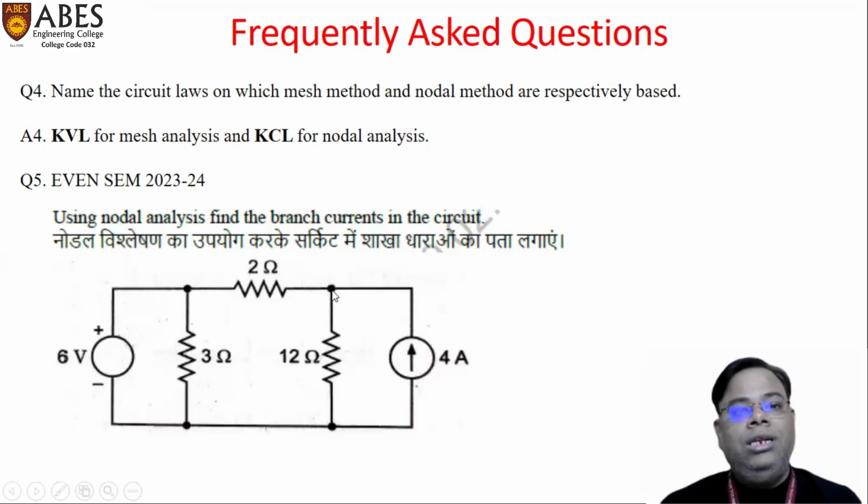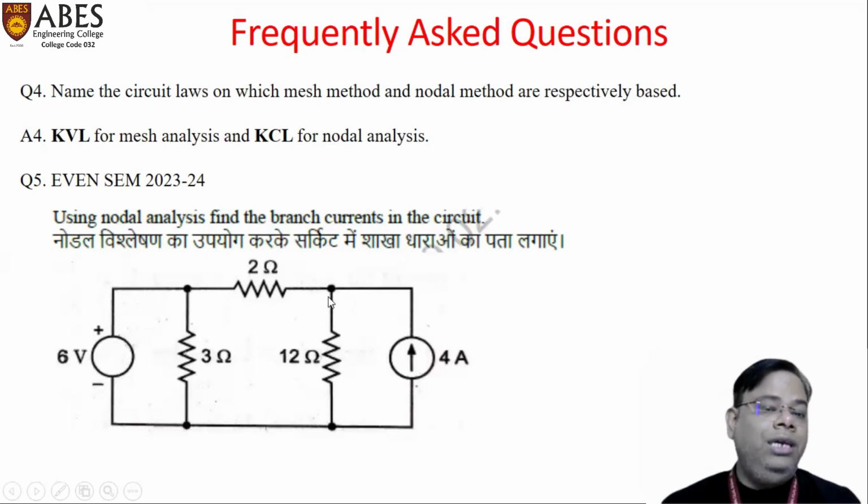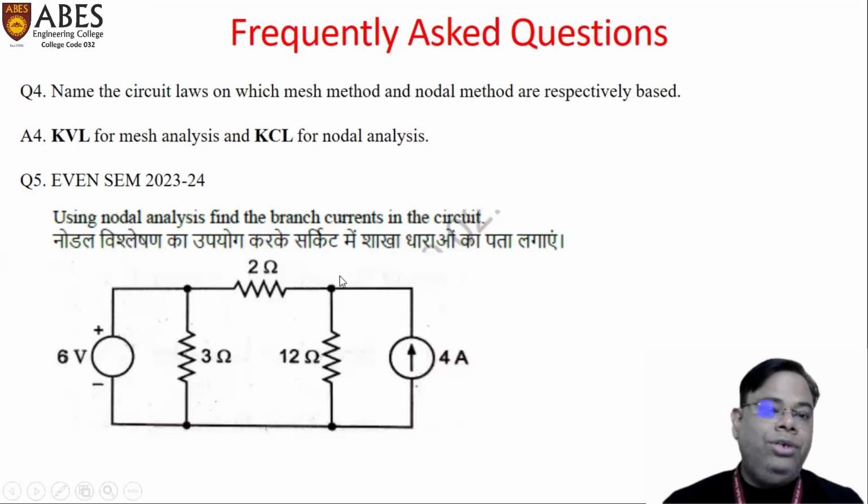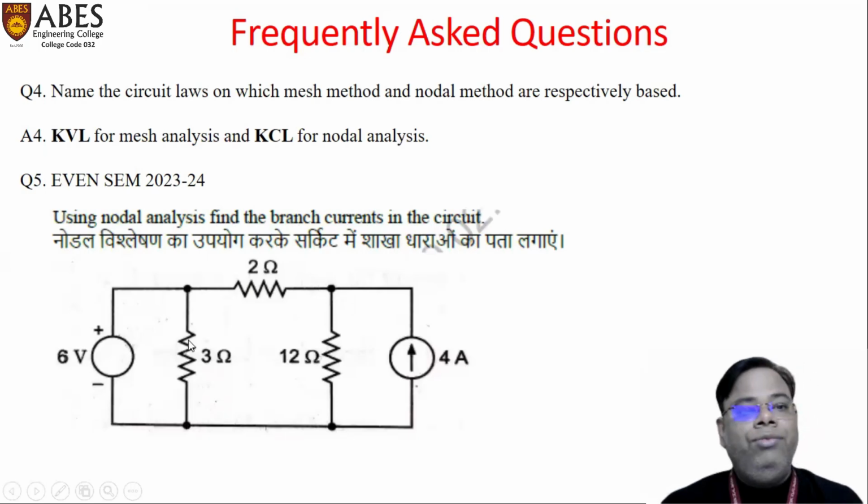We will assume a voltage V here, and after that, we will assume the branch currents which are associated with the node A, and then we will apply KCL in this circuit, and then we can find the voltage at this node. After finding the voltage at this node, we will be able to find the current in any or each branch of this circuit.